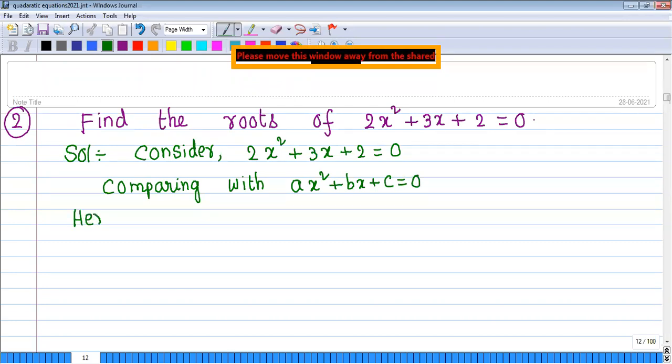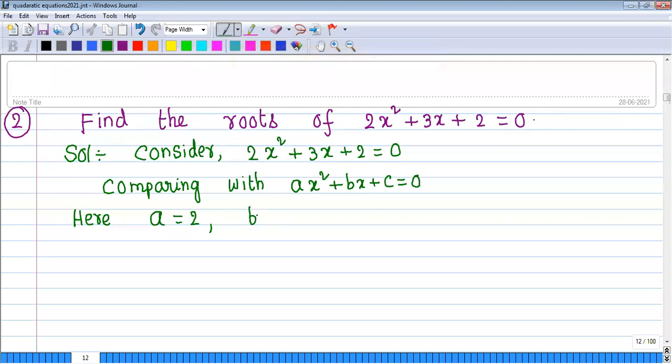Here, see, the coefficient of x square is 2. Here the coefficient of x square is a. So a is 2, not apple. So b is 3. If you get any confusion, you can ask me, no problem. c is equal to 2. Yes, it's okay, understood now?